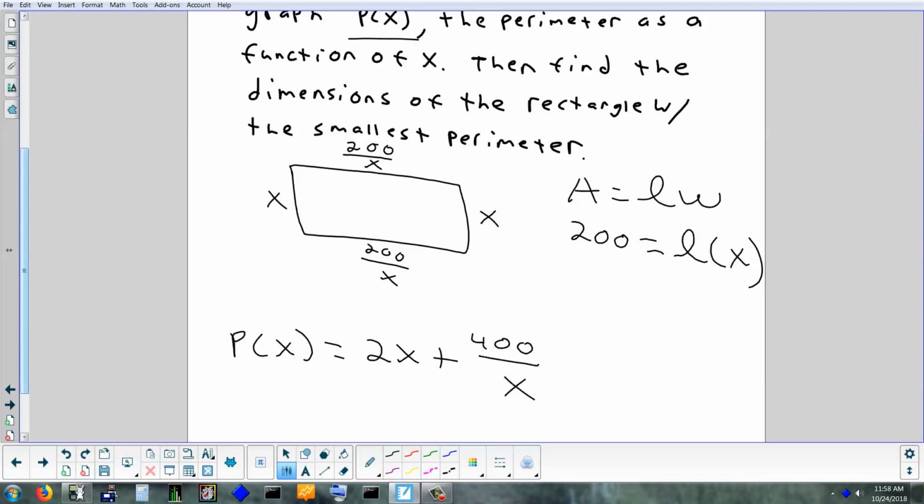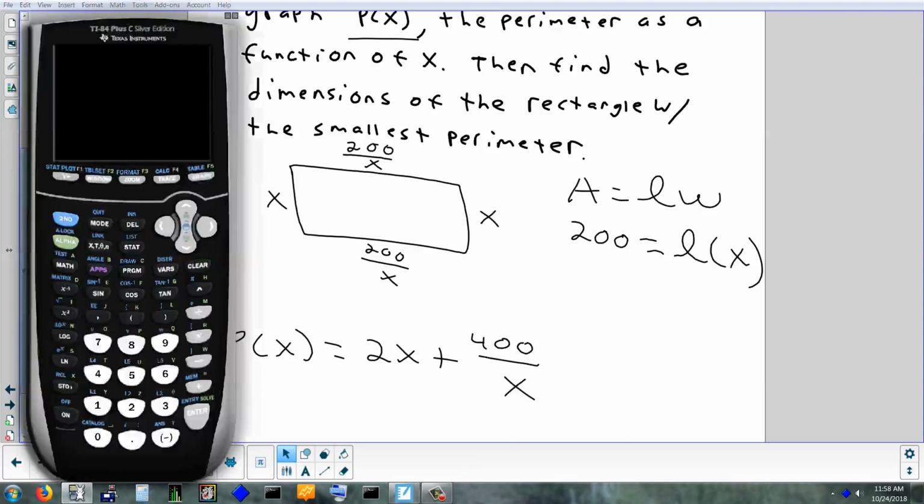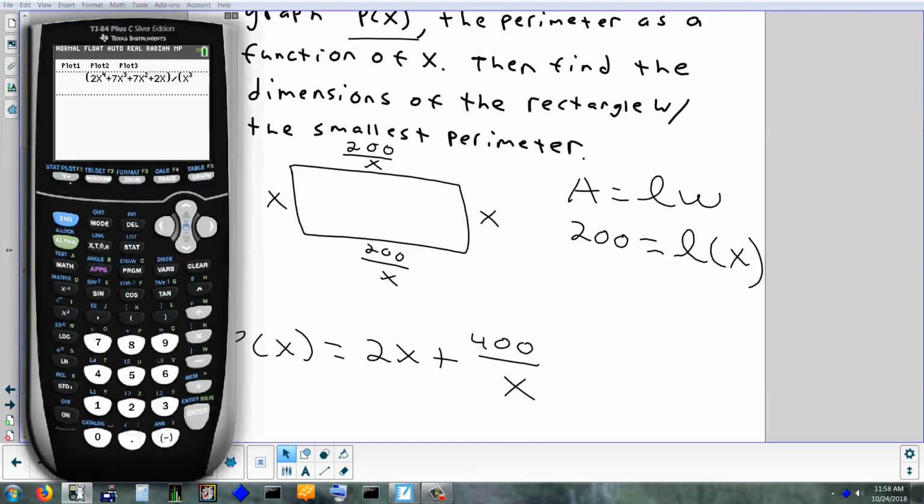Obviously, x can't be 0, algebraically, and geometrically it wouldn't make sense if it was 0, because if you had a rectangle with a side of 0, you don't have a rectangle. So let's graph that and see what it looks like. 2x plus 400 over x. Now, if they said to find the rectangle with the minimum perimeter, this graph probably has a minimum somewhere. That's what I'm going to look for.